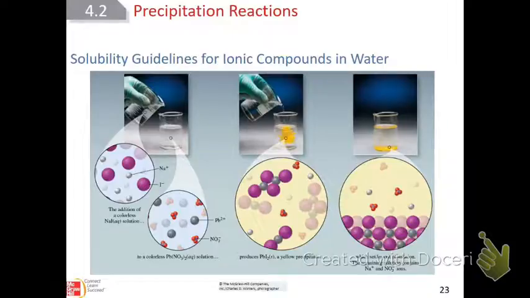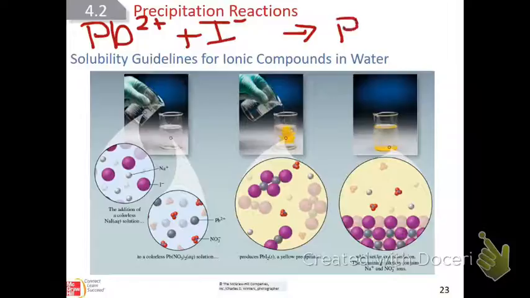You will need to write the net ionic reaction for this to occur. That's one thing I would want you to do. So the only thing that really matters in this reaction, the only thing that really drives or forces this reaction to happen is the lead and the iodine ions. And together they make lead 2 iodide.